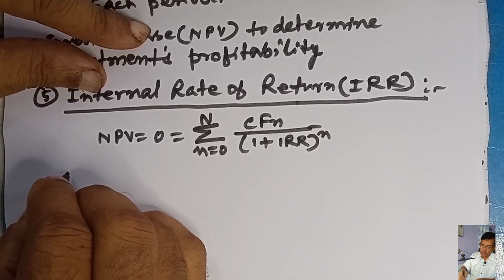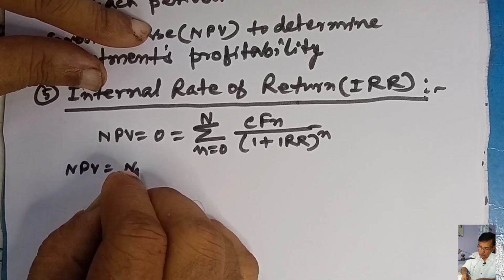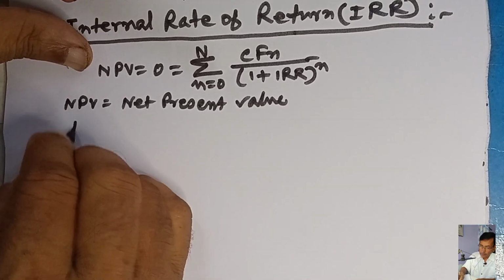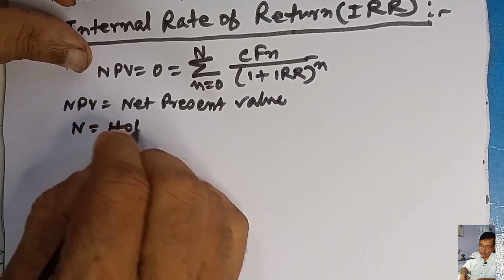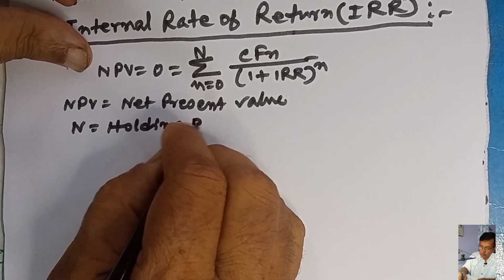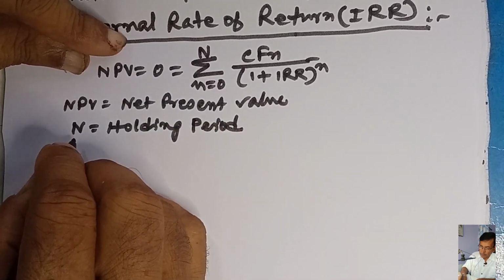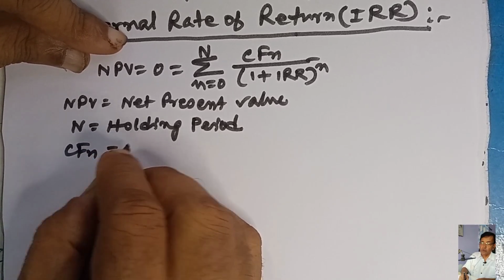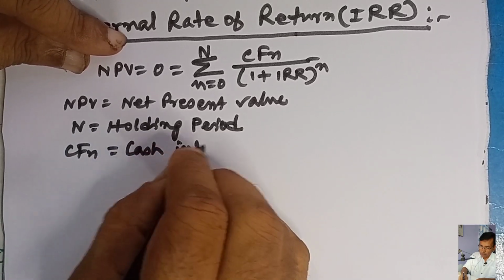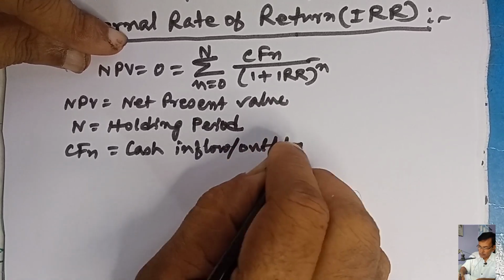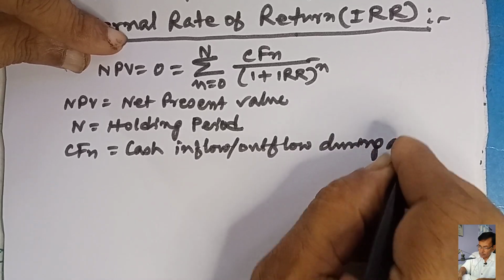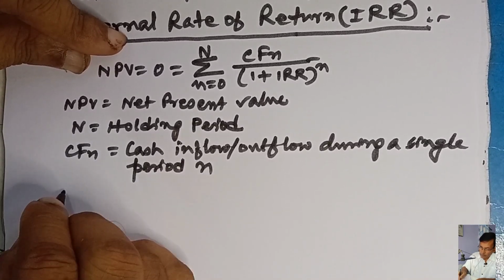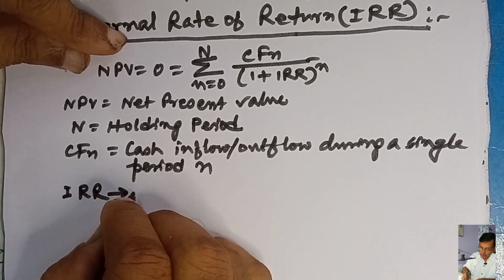Here NPV is net present value, capital N is holding period, CFn is cash inflow or outflow during a single period n, and IRR is internal rate of return.